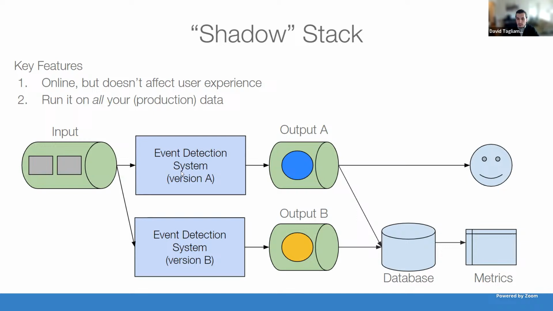So this is a relatively simple setup. Basically, just have a copy of your production system, run it on the exact same input, but have a separate output, and then you create systems which can compare how these outputs run. And so these are the two key features here. One is that it's fully online, so you're not relying on offline data sets, but you're not affecting user experience. That was one of our key downsides before. And you run it on all your production data, so you don't need to select cohorts.